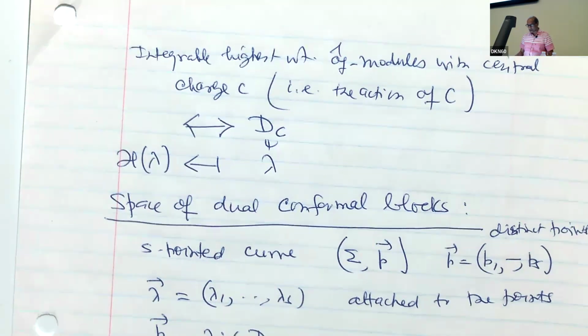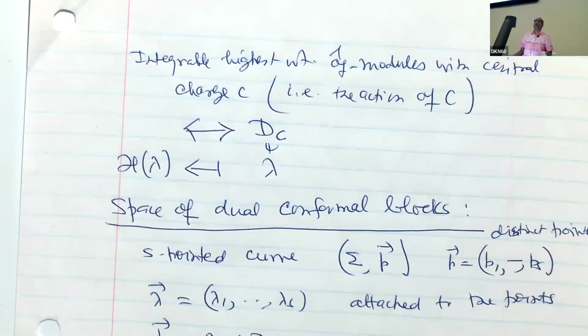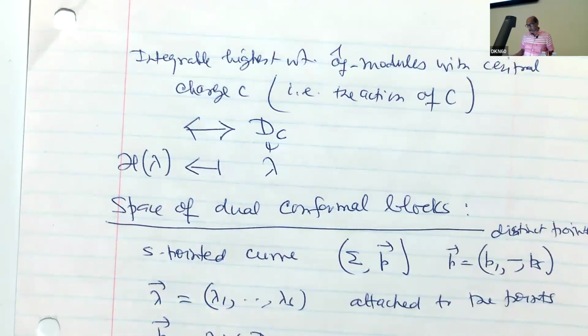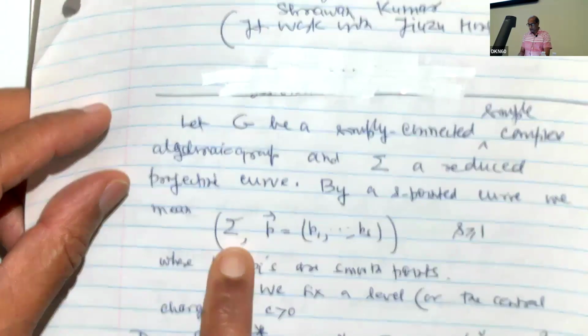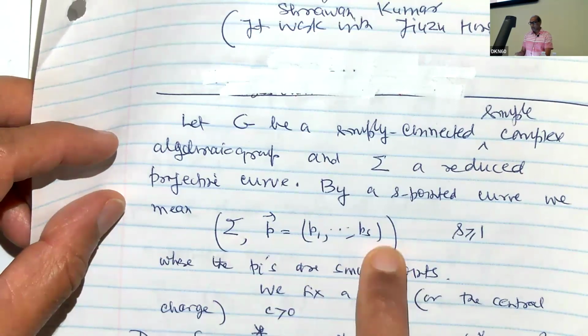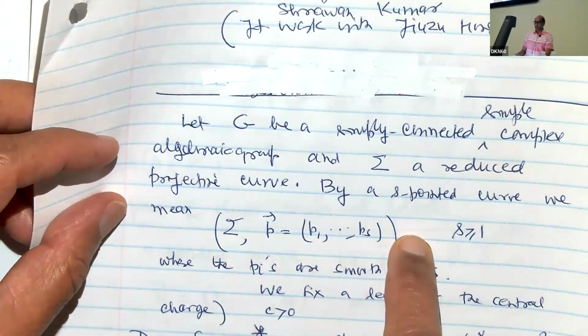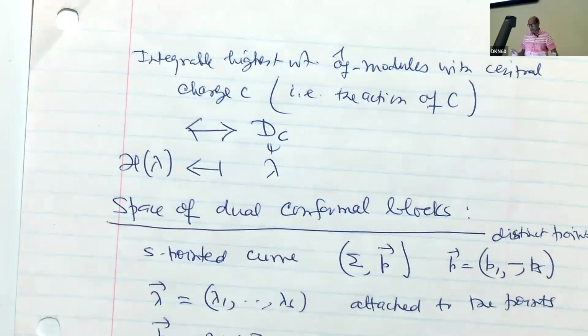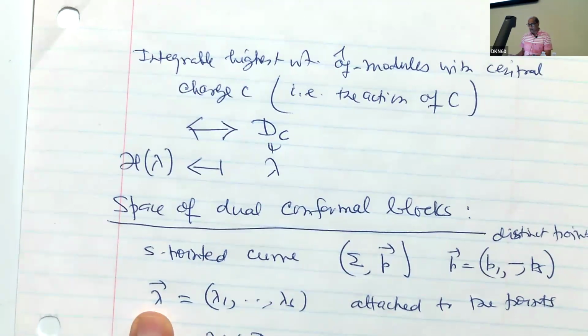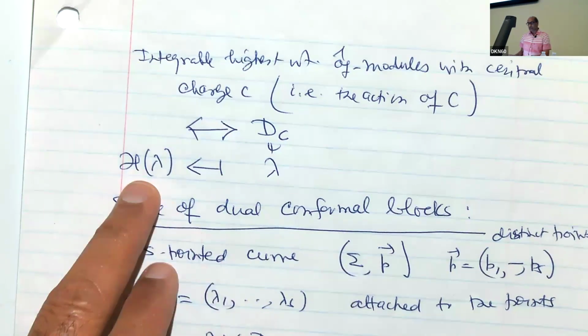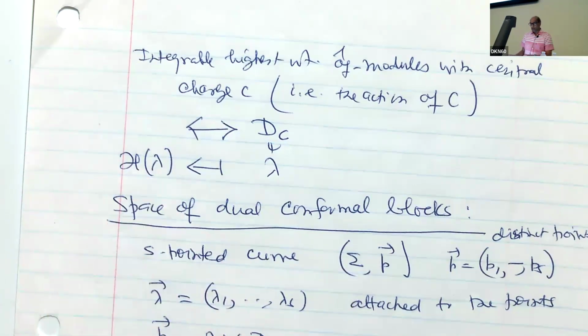Okay, so the basic object is the space of dual conformal blocks. It takes for its data this S-pointed curve, which I mentioned. So it's a curve sigma and a bunch of points, which are smooth points, exactly S many distinct points. Now I take this S-pointed curve and I take lambda 1 through lambda S. These are the highest weights for the integrable highest weight modules. These do not have to be distinct.